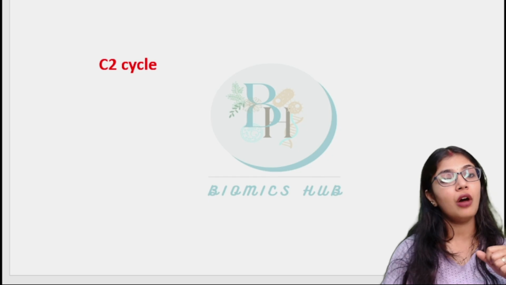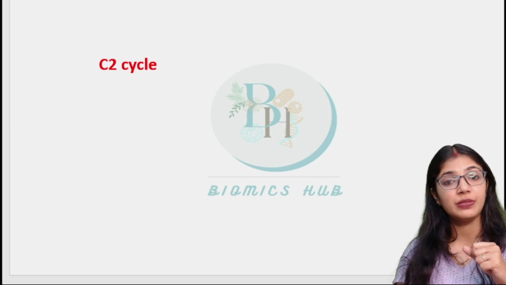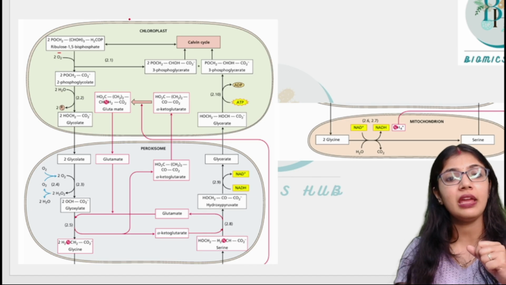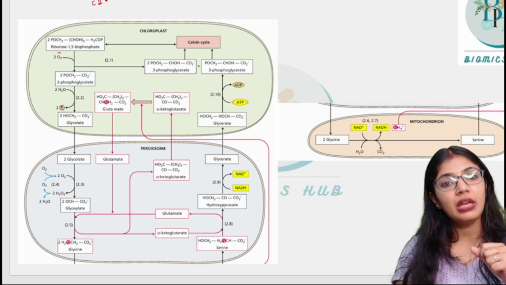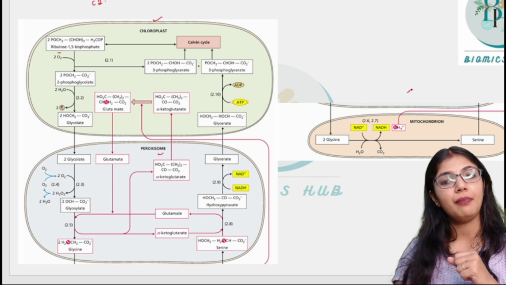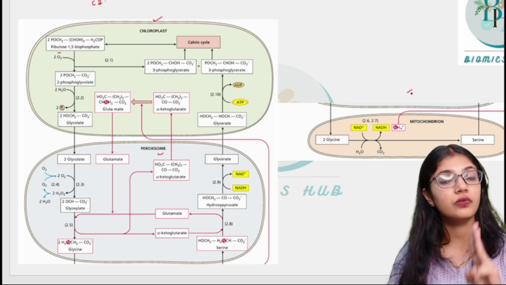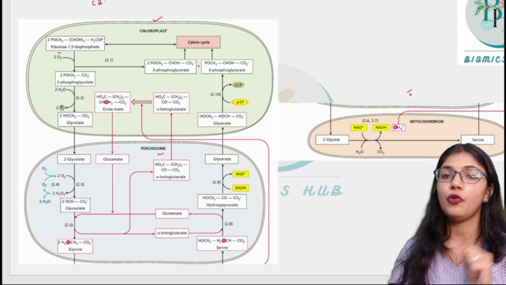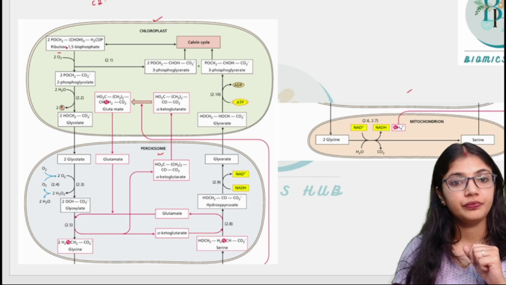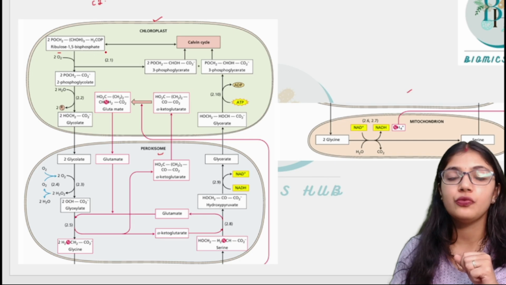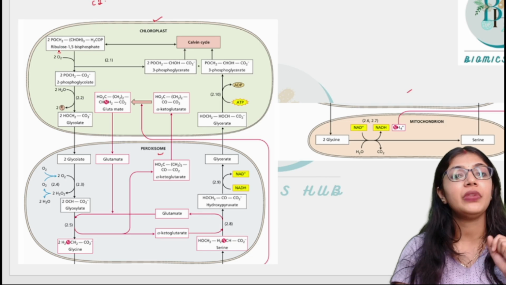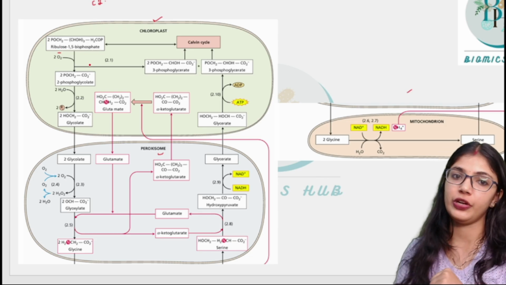So let us see how photorespiration takes place in the plant. The process of photorespiration is the C2 pathway. The C2 pathway takes place in chloroplast, peroxisome and mitochondria. These are the three organelles which are involved during the process of photorespiration. And it starts with RuBP, ribulose 1,5-bisphosphate. Two molecules at first in the chloroplast.